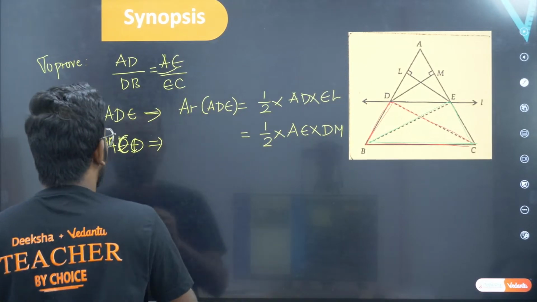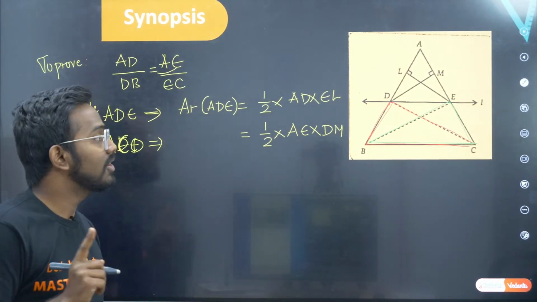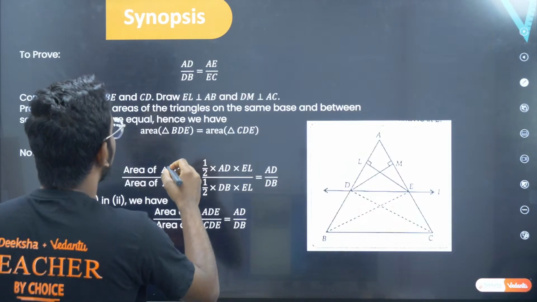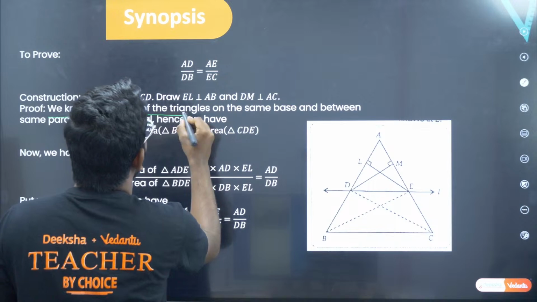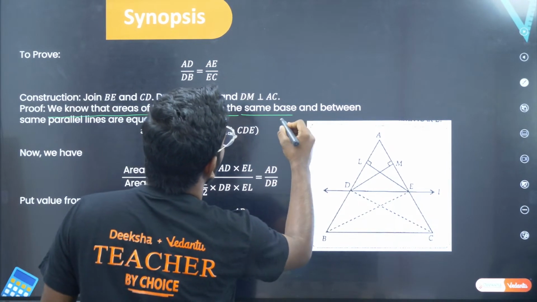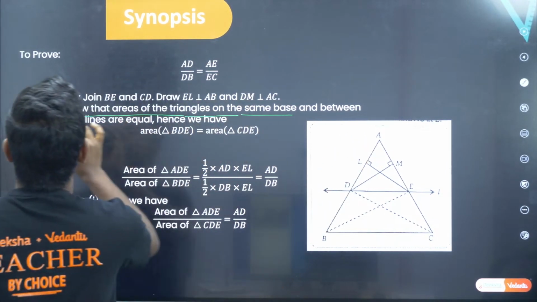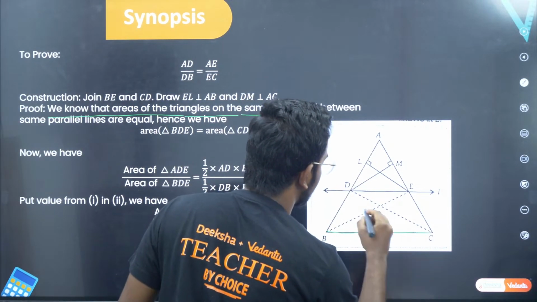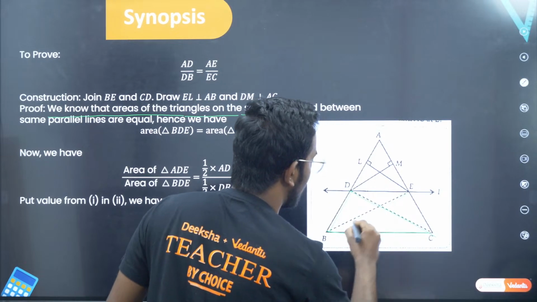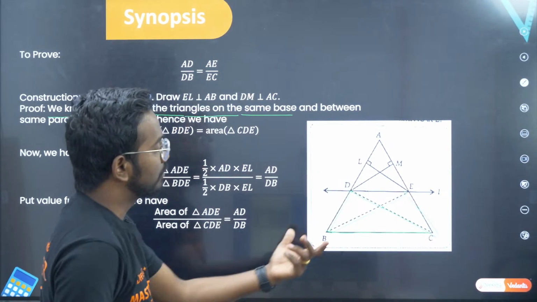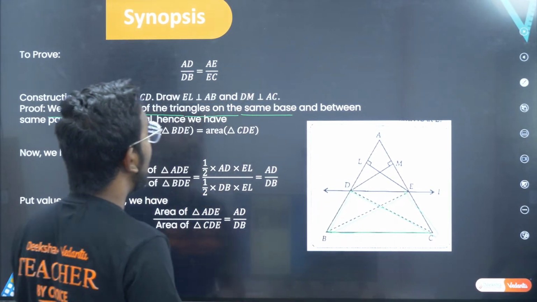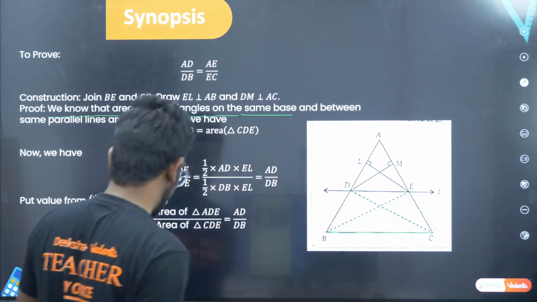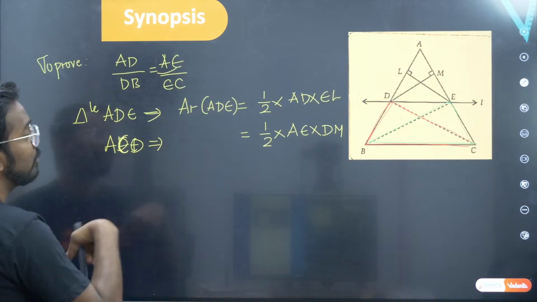So one of the results in your 9th standard says, if the areas of the triangles are the same on the same base and between the same parallel lines. See, these two triangles have the same base. I consider this triangle first and this triangle second. So you have two triangles with the same base and between the same parallel lines.